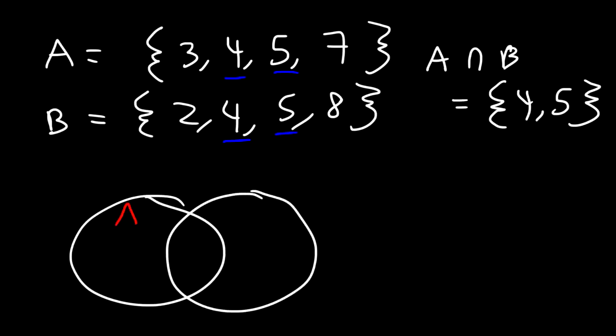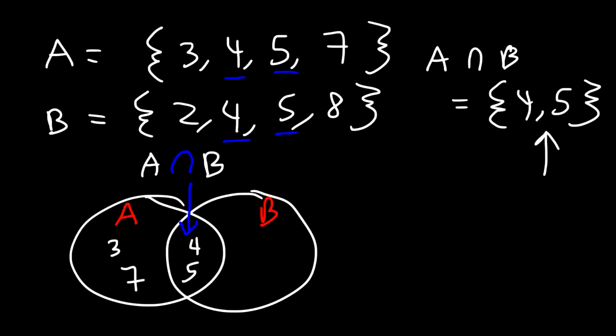So this is set A and set B. So in the middle is the intersection of A and B, which contains these elements, 4 and 5. Now A also contains 3 and 7, and B also contains 2 and 8. But 4 and 5 is common to A and B, so we put that in the middle.